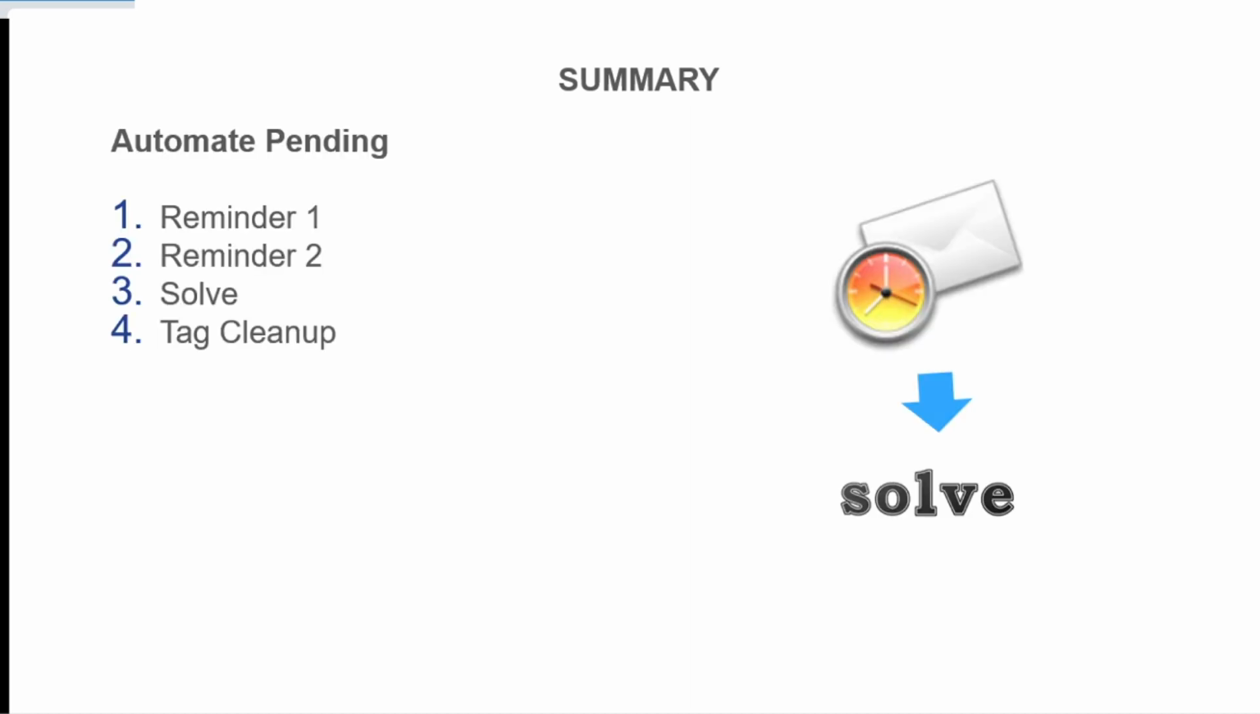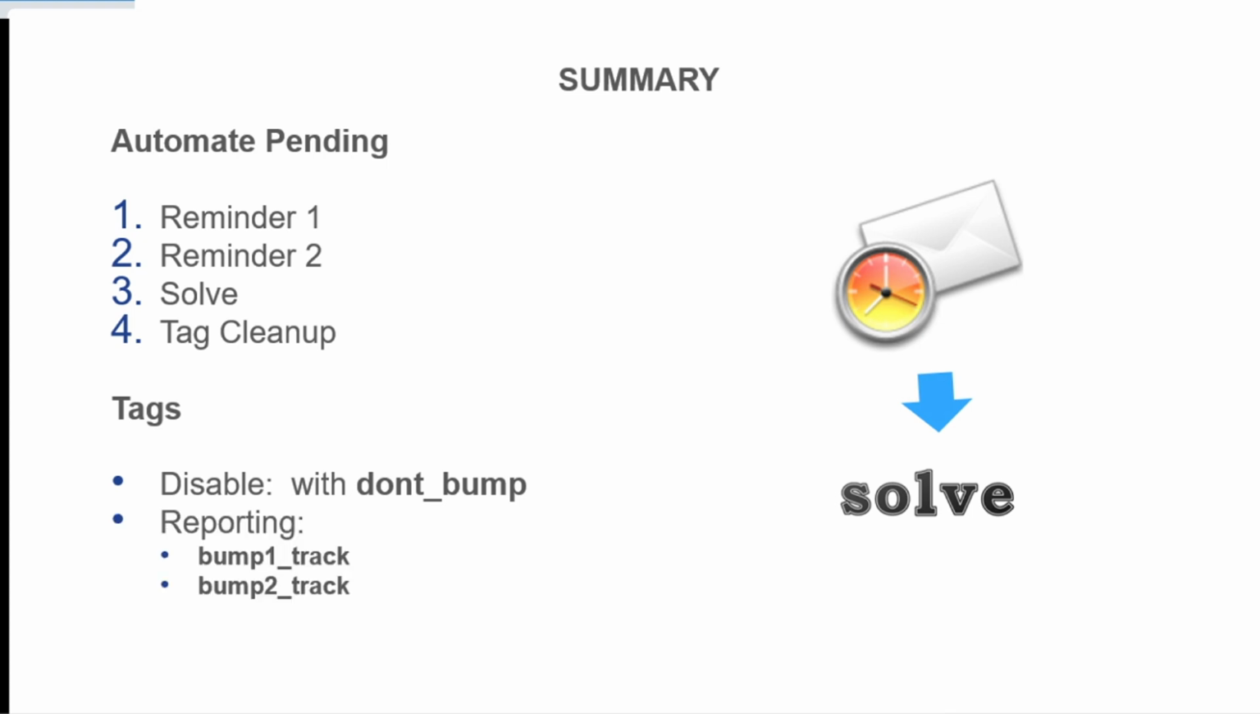So just to summarize what we went through, we added three automations and one trigger. So the first three are automations for the first reminder, the second reminder, and to solve the ticket if there's no reply. We also added a trigger to clean up the tag. So when a customer replies, the ticket goes back to open. It resets those timers. We also enable something to manage tags for don't bump. So if you don't want to send those emails, simply add that tag. And finally, we mentioned the bump one and bump two track. These are tags which allow you to report on the tickets. So how many solves or reminders have been sent per day, week or month.